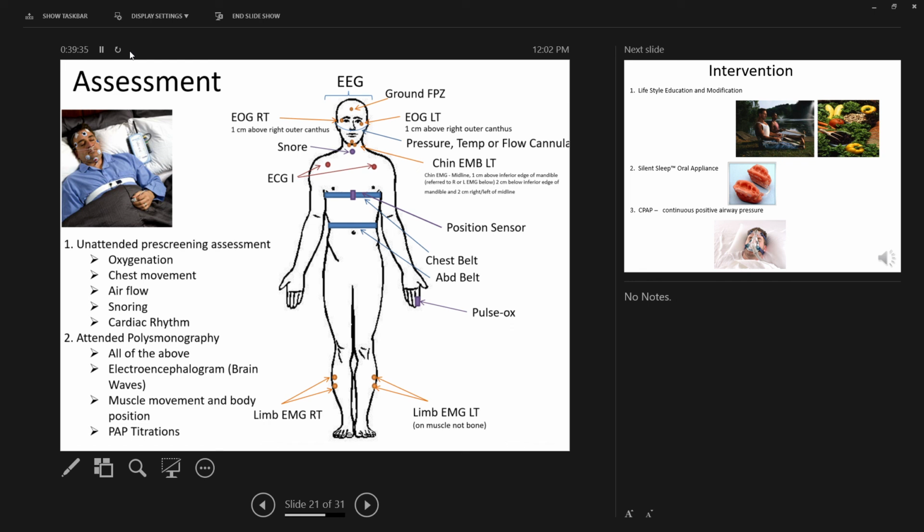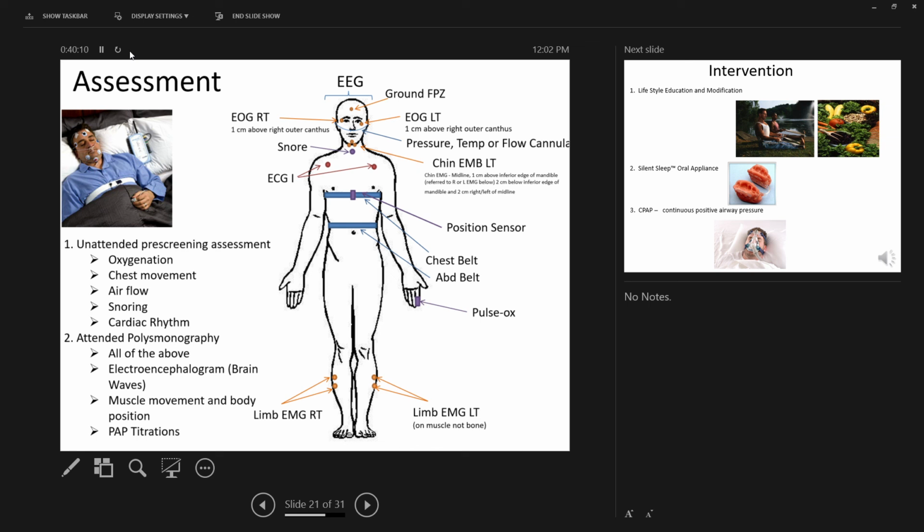We'll have a snore microphone or vibration recognizer measurer. We will have electrodes on the chin so that we can determine whether or not the person is in REM, recognizing the state of atonia. And the chin EMG is going to be placed midline. One of them will be midline, 1 centimeter above the inferior edge of the mandible, and 2 centimeters below the inferior edge of the mandible, and 2 centimeters right and left of the midline. So you'll actually have 3 of them there.